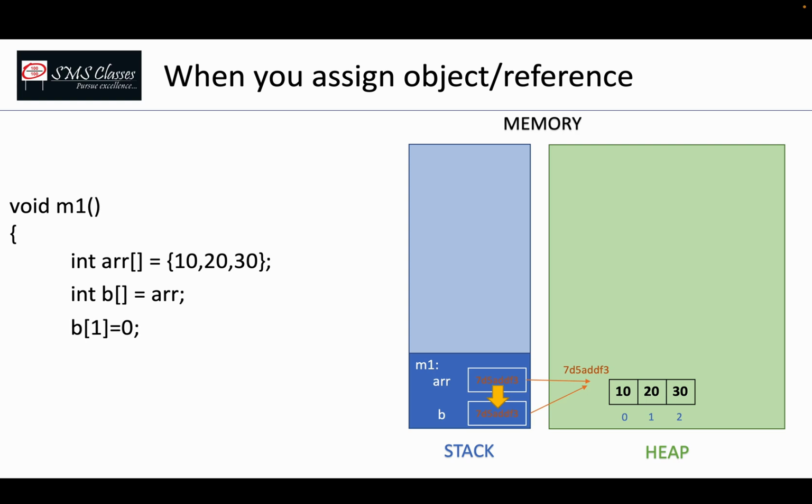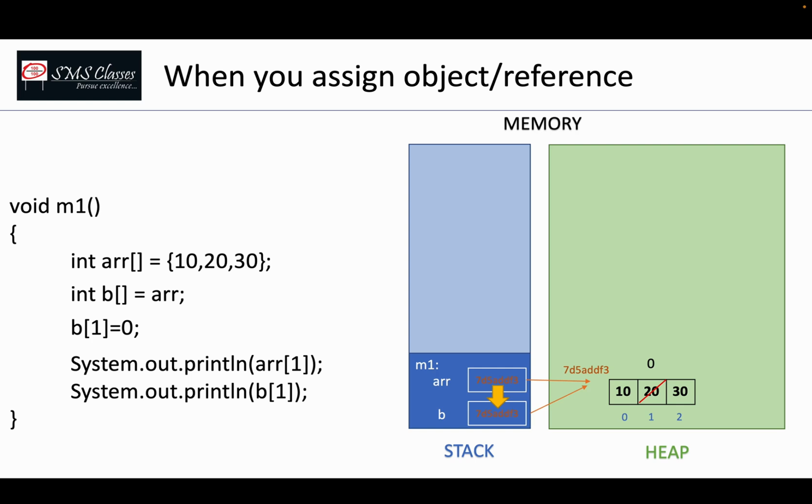So now if you watch, when I change b of 1 equal to 0, ARR of 1 also became 0, because both are referring to the same memory. So this is the primary concept of call by reference.